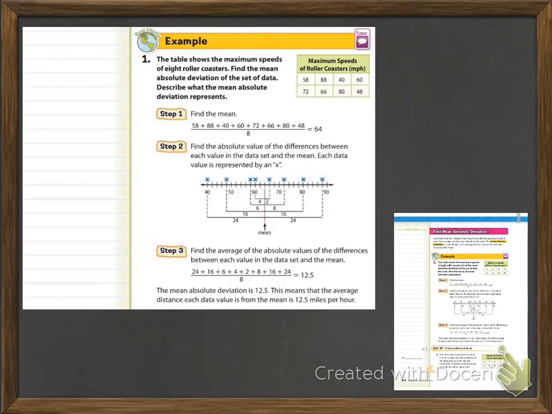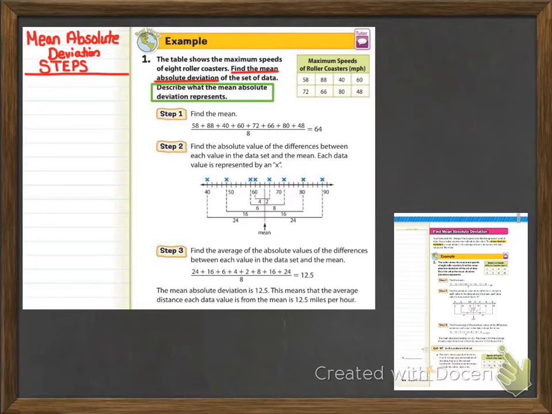So looking at example 1, it reads, the table shows the maximum speeds of 8 roller coasters. Find the mean absolute deviation of the set of data. Describe what the mean absolute deviation represents. Okay, so go ahead over on the left side. I would like for you to list the steps that we're going to be doing.